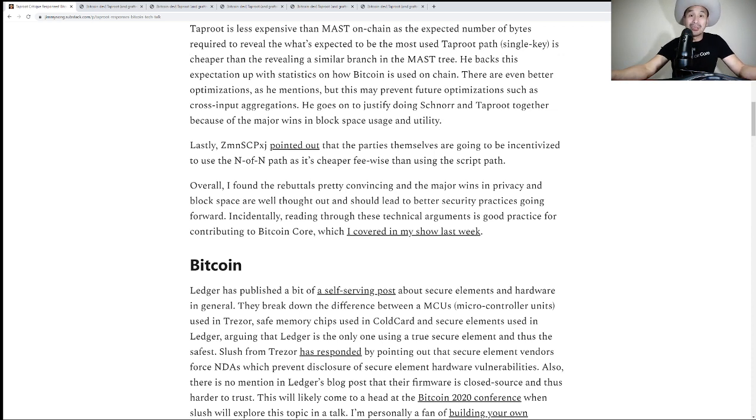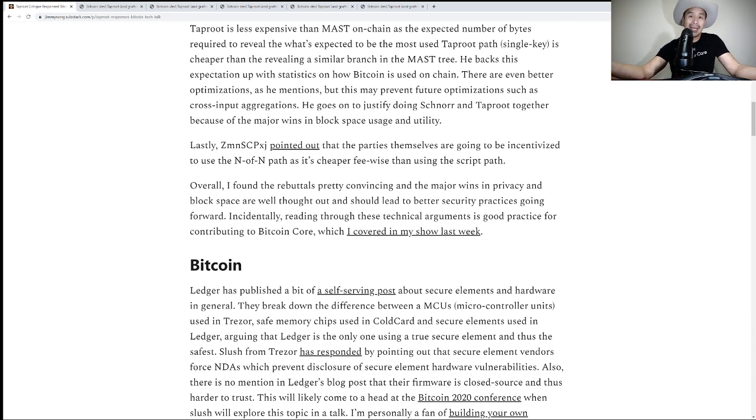So in a sense, the N of N is useful for that, because if you want to save some money on fees, then that's the direction you go. Anyway, I found the rebuttals pretty convincing, and I like that the group brought these technical questions to the forefront. Thinking about it in a critical way is absolutely critical to understanding all of this and making sure that we have the best technology being released.